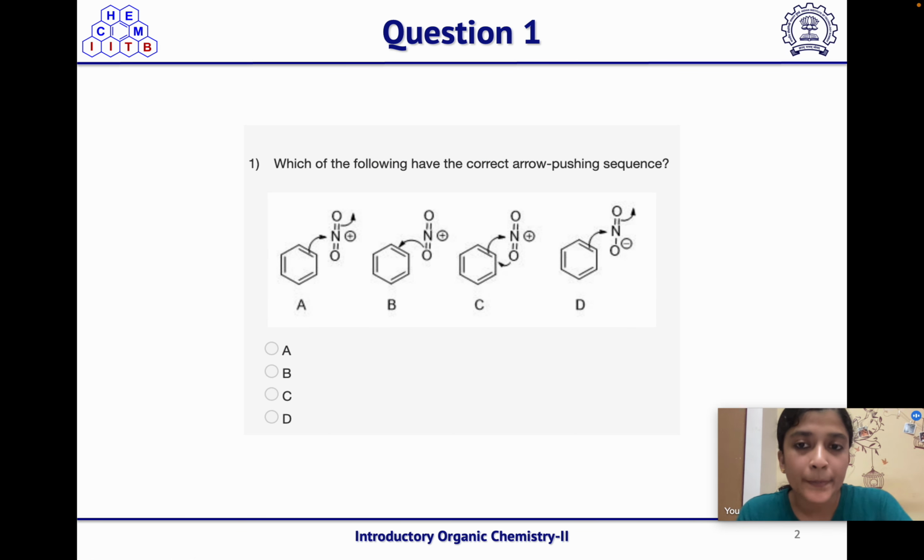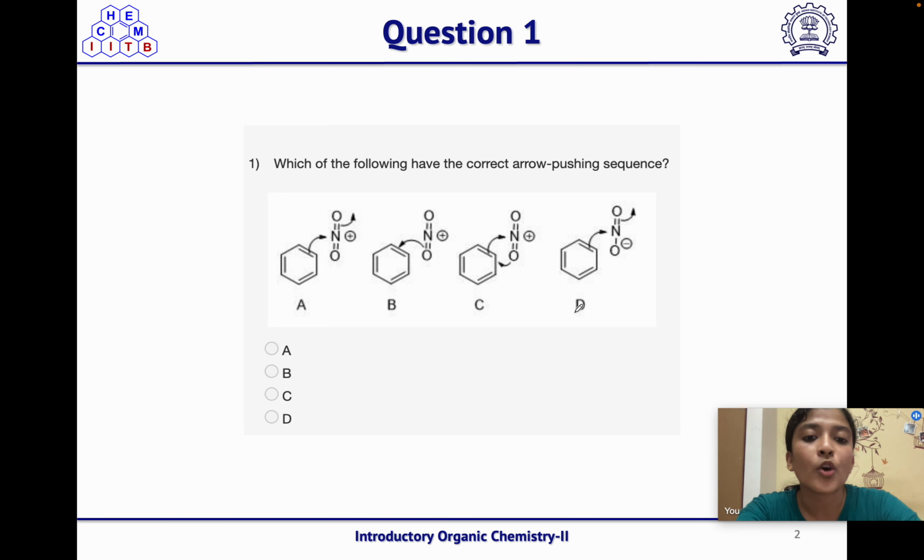Coming towards question number 1, the question is, which of the following have the correct arrow pushing sequence? They have given an electrophilic aromatic nitration reaction and they have asked for the correct arrow pushing sequence, and 4 different options are given. We can see which is the correct option.